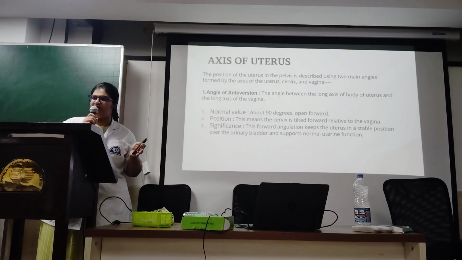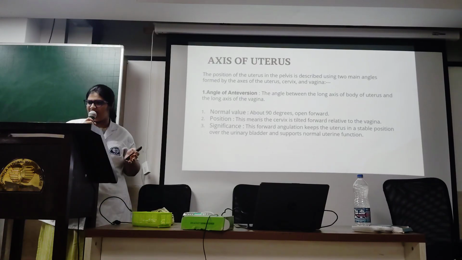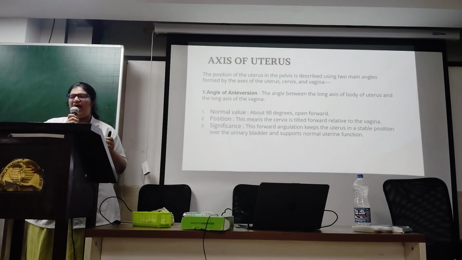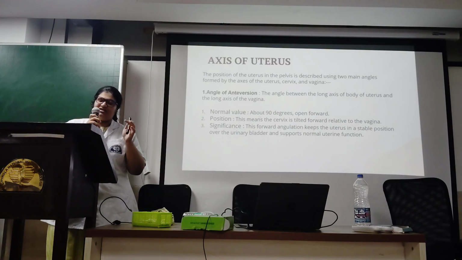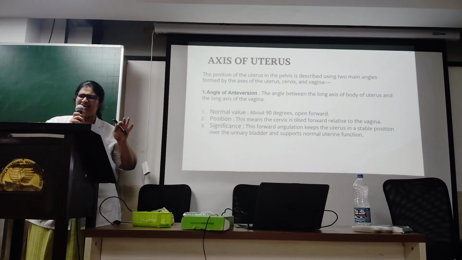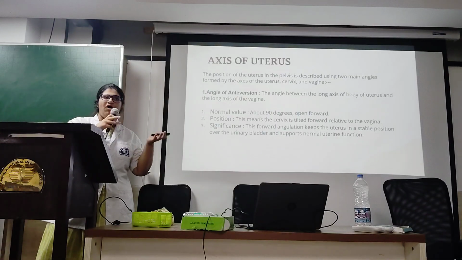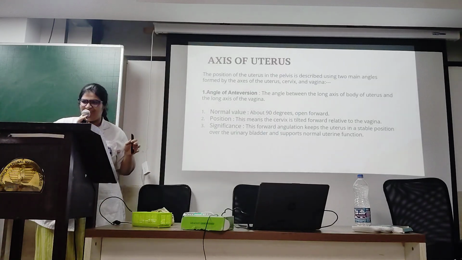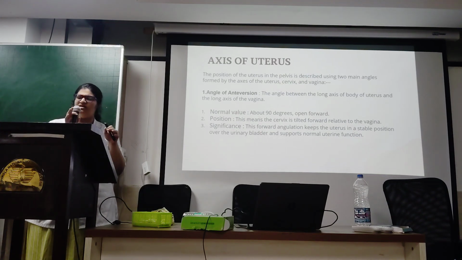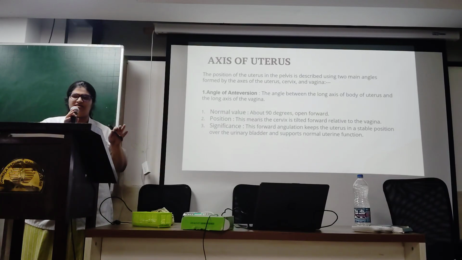Ante means forward, version means to turn, so forward bending. The angle of anteversion is the angle between the long axis of the body of the uterus and the axis of the vagina, and it is 90 degrees. This means that the cervix is tilted forward over the vagina, and the significance of this is that the uterus is supported on the urinary bladder, and this is the proper position for its function.